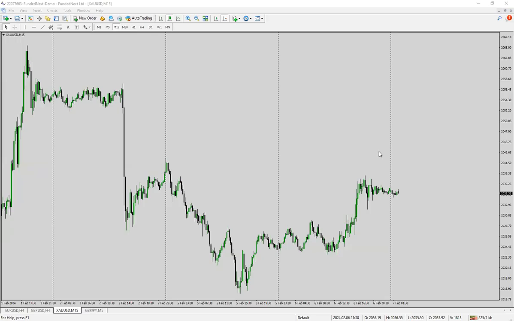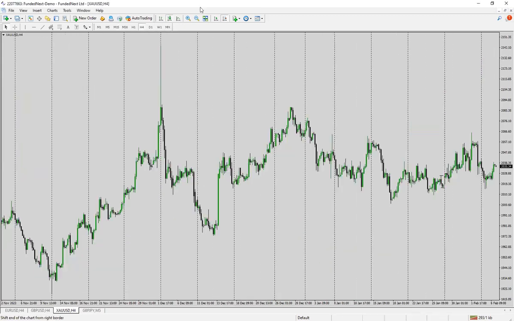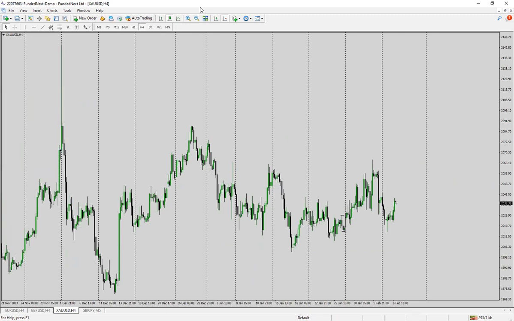All right, so we're off to a good start. I'm going to start on the 4 hour chart. The reason I'm starting on the 4 hour chart is we need to understand the overall structure, or order flow, of the market. That is the first and most important thing.